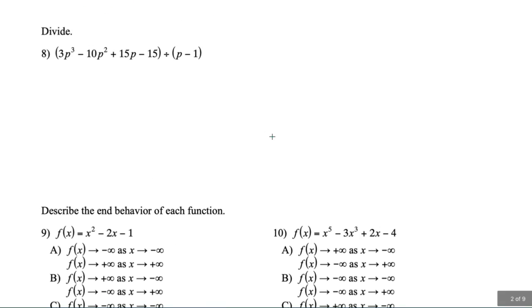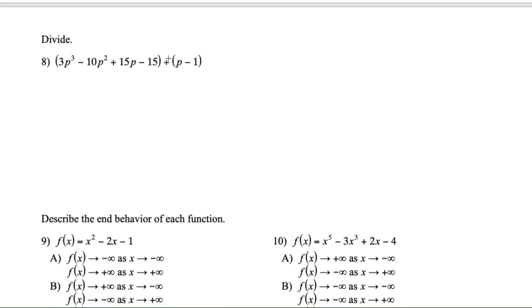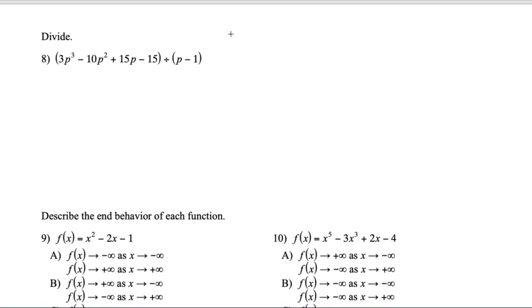On to number 8. I need to divide. So this one is easiest to do with synthetic division. I will always make sure that synthetic division is an option. I'm not going to show you the full long way because I'm too tired to do the long way, but the long way would be doing this. P minus 1.